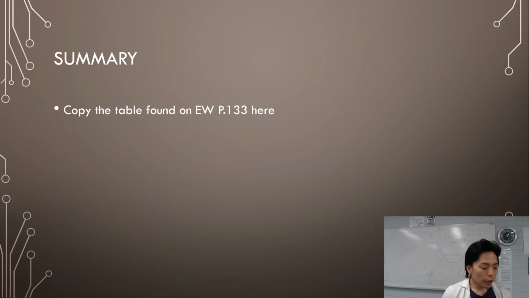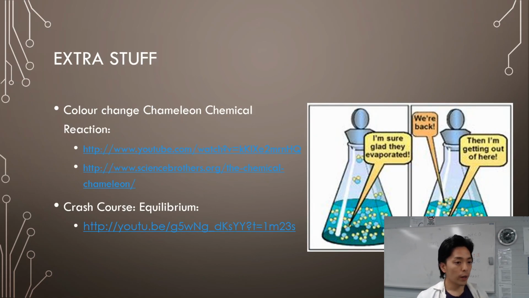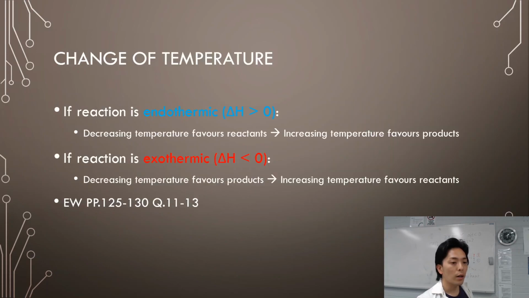Now, all these are summarized into one table very conveniently on Essentials page 133. So I suggest you copy that from the Essentials book and try doing all the questions. I hope you can also watch some further explanations from those links that are in there. And a crash course on equilibrium. If you needed further explanation, I suggest you watch that too. I believe that's the last slide. So after copying the table, do those questions up to the end of 2.2.